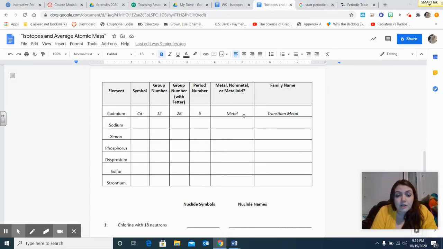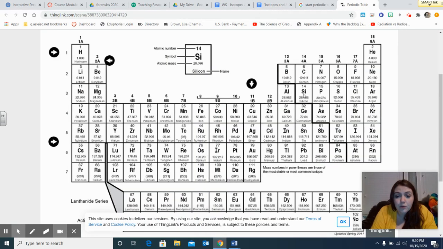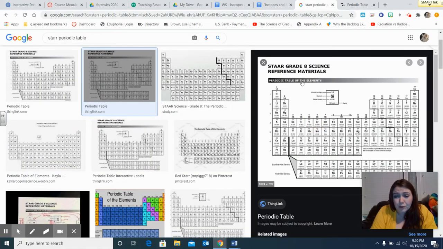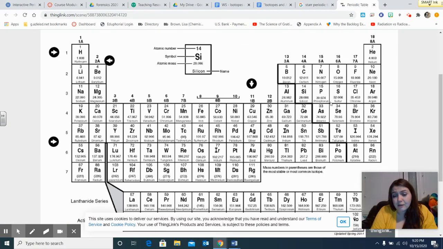The period is always the row, side to side. So when I look at the periodic table, I look at cadmium, you go off to the side, and it's number 5. Okay, so that's how you find its period. It's the row that it's in. Is it a metal, nonmetal, or metalloid? Hopefully you're understanding that. I mean, that is stuff we learned in several grades.